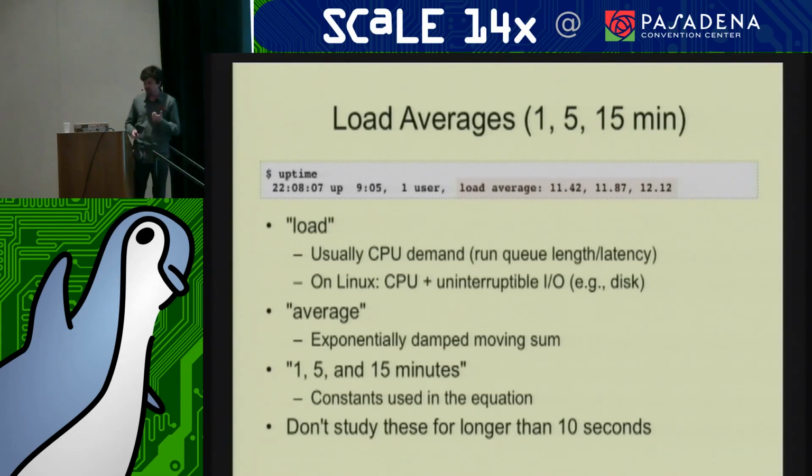Load on many other operating systems means CPU demand, but on Linux, load means CPU plus uninterruptible disk I/O, which can be a bit confusing. So you have that NFS server with a load average of 1,000 because you have all these threads doing uninterruptible I/O. So it's a bit tricky to understand. The word average as well, that's actually an exponentially damped moving sum. When you see the three numbers, 1, 5, and 15-minute load averages, it's not really the average for 1 minute.